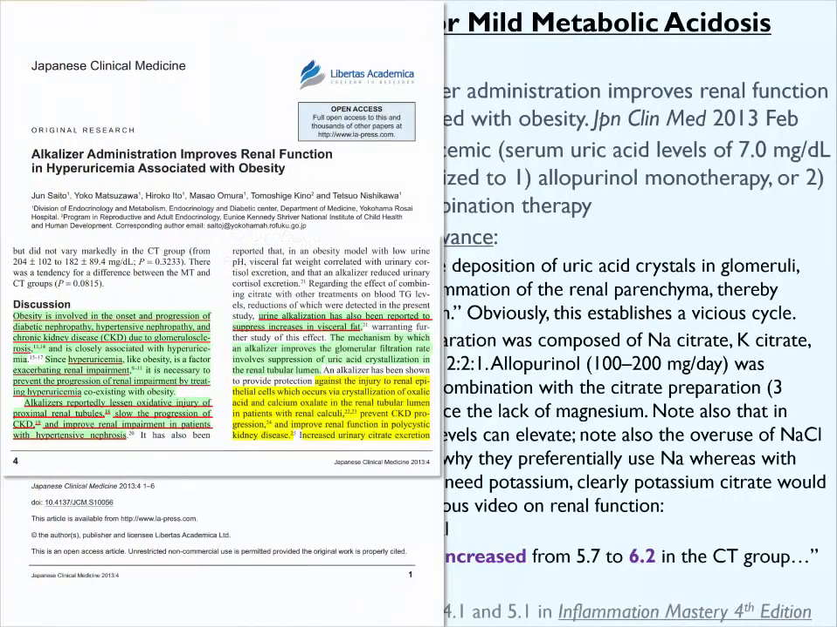Finally, from this page, the authors state, alkalinization has been shown to provide protection against injury to renal epithelial cells, which occurs via crystallization of oxalic acid and calcium oxalate in the renal tubular lumen in patients with renal calculi, also prevent chronic kidney disease progression and improve renal function in polycystic kidney disease. Note what they just said there, improve renal function. We don't have a lot of treatments that improve renal function, but urinary alkalinization clearly is one of the treatments that has the most supporting data.